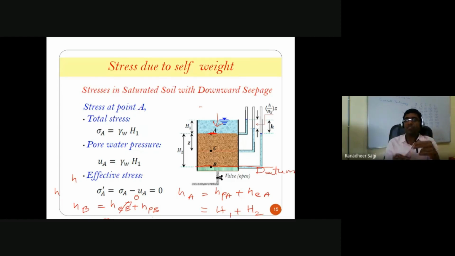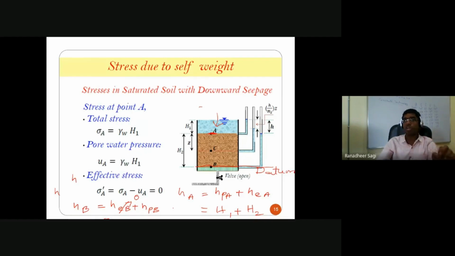In case the water available on the downstream, corresponding to point B, has a height of water storage relatively higher than that of the water storage at point A, then the flow will happen through your soil sample in the upward direction. And that's how we say the flow happens from upstream to downstream. In this case, the upstream is point A and the downstream is point B. So that's how we understand the flow through your soil sample.